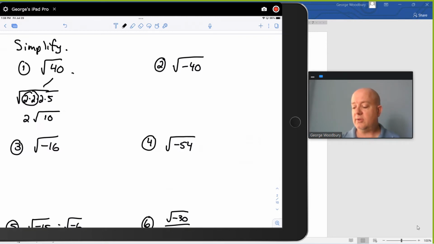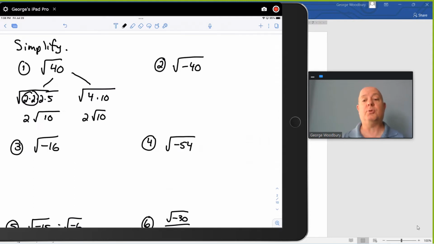Another way we can think of this is by rewriting 40 as the product of two numbers, one of which we know is a perfect square. And so the perfect product here is 4 times 10, because we know the square root of 4 is 2. And again, that gets us to 2 times the square root of 10.